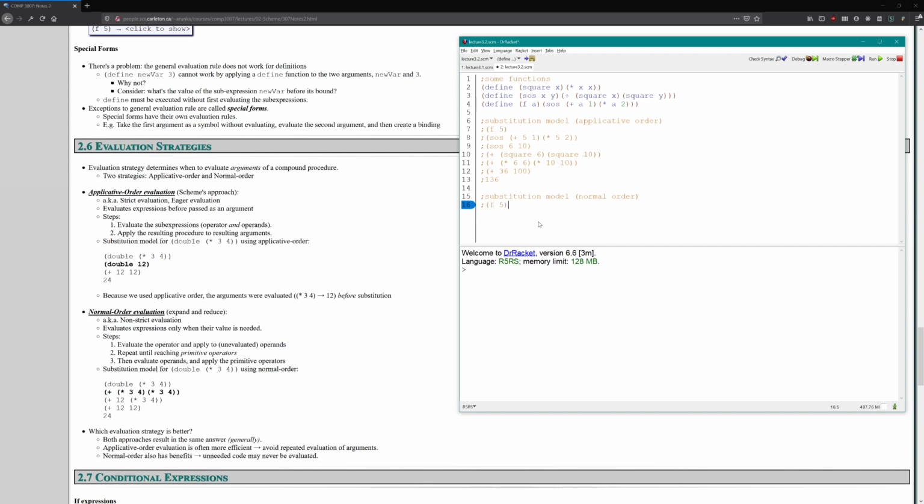Now, with normal order, it says start with the leftmost sub-expression, so in this case it's the function f, and determine, sorry, first off we want to evaluate it, and if we run our code here we can see what the value of f is. It's the procedure f, okay? So we get this procedure object.